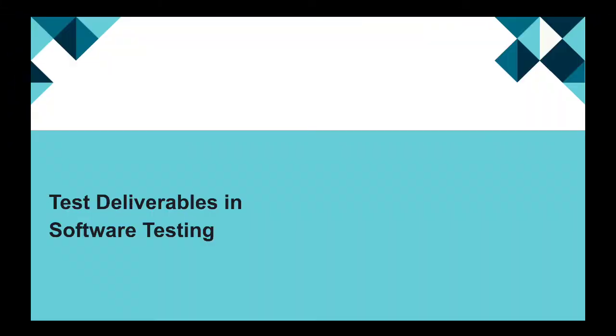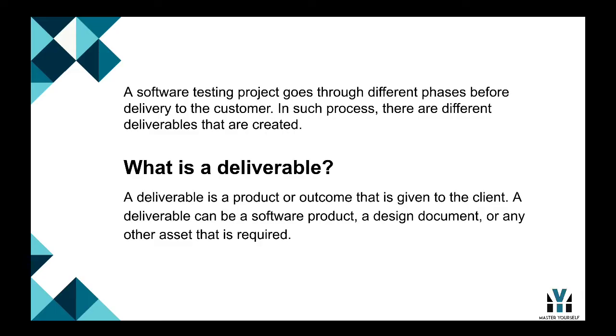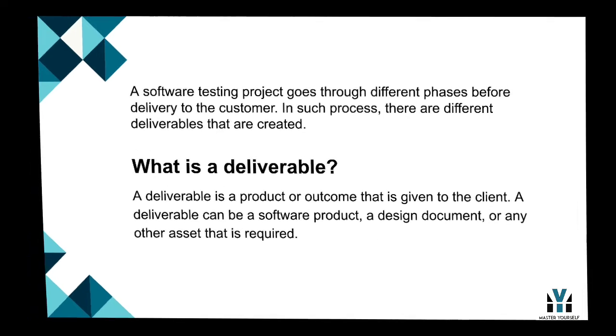Discussing test deliverables in software testing. A software testing project goes through different phases before delivery to the customer. In such a process, there are different deliverables that are created. What is a deliverable? A deliverable is a product or outcome that is given to the client. A deliverable can be a software product, a design document, or any other asset that is required.